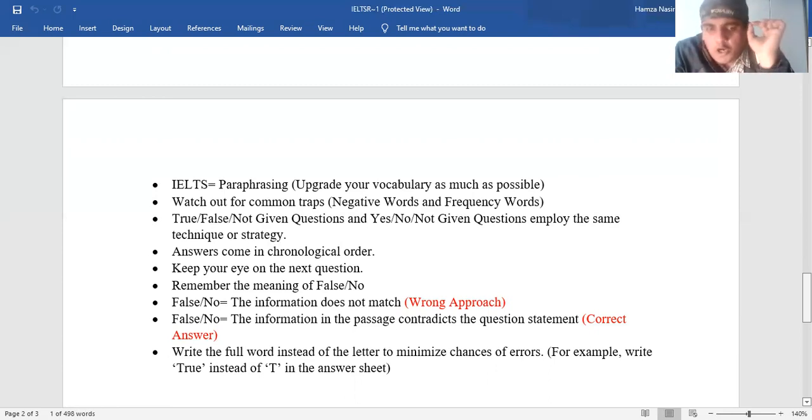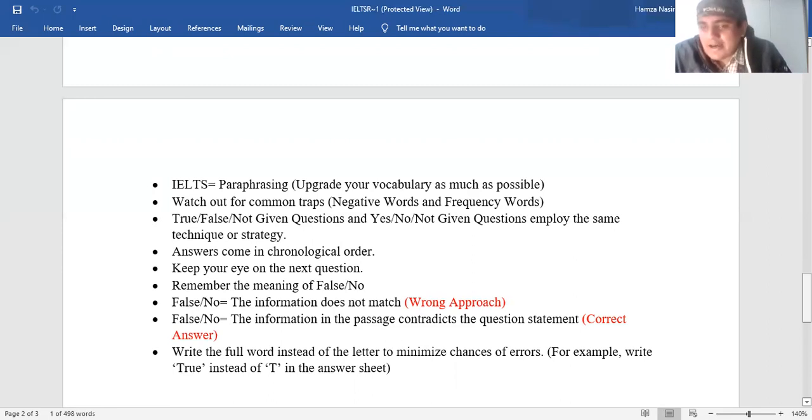Last but not least, write the full word instead of the letter to minimize chances of error. So for example, if the instructions say write true, false, not given, some people write T instead of true. Some people write F instead of false. They write NG instead of not given. Similarly, Y instead of yes, N instead of no, which is fine, which is not incorrect.